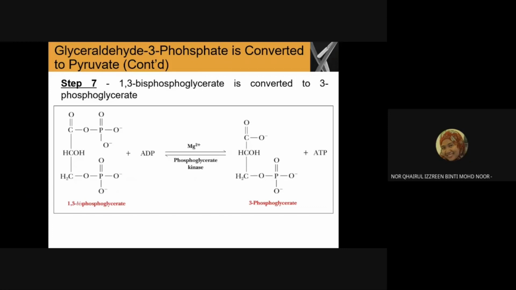Alright, here the total reaction at step number 7 is 1,3-bisphosphoglycerate with 2 phosphate groups here. When ADP is available, it will give one phosphate group from carbon number 1 here to ADP, and this reaction is catalyzed by phosphoglycerate kinase.